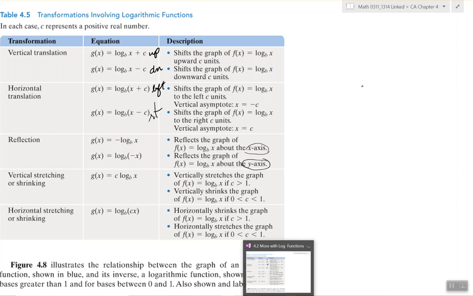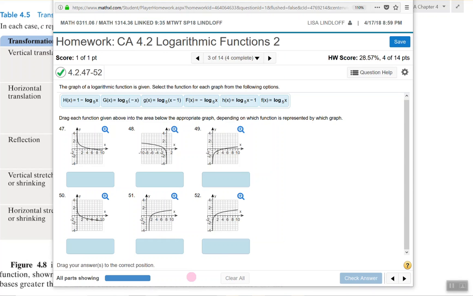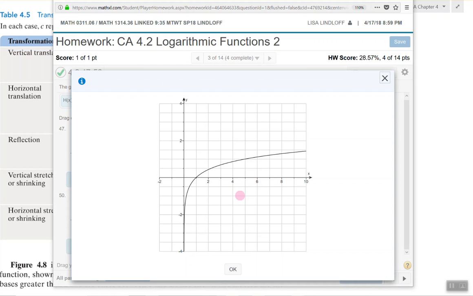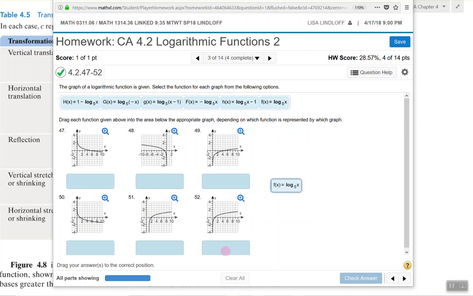So now if we go back to the homework problem and we want to do the matching. As you look at all of these, you can enlarge, that might be helpful. This one was called number 52. This is your basic log function right here. So that would be log base 5 of x.